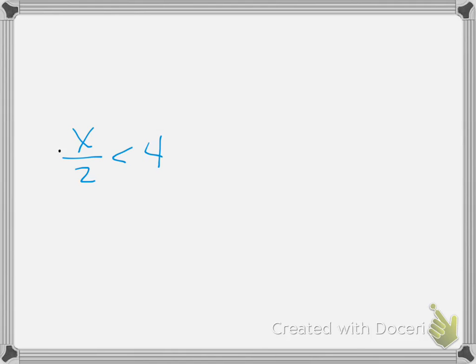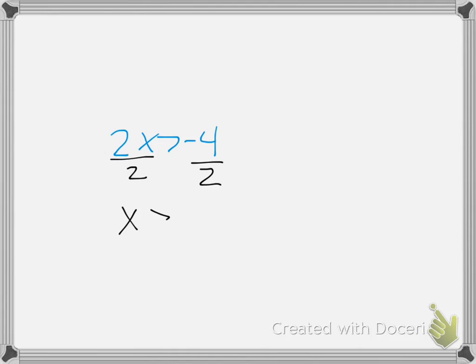I am dividing by 2, so to get rid of it, I need to multiply by 2. So I got x is less than 4 times 2 is 8. Right now I'm multiplying, so to get rid of it, I need to divide it. So I got x is greater than -4 divided by 2 is -2. And I did not divide by a negative, so my sign does not flip.